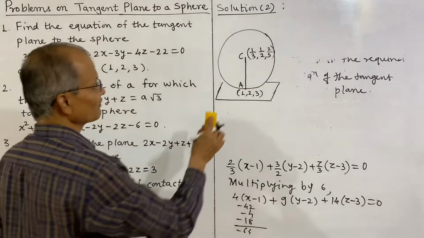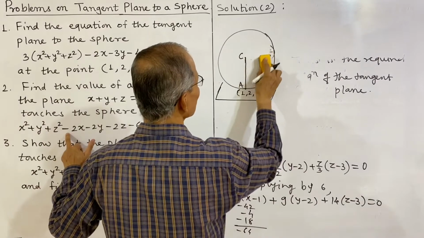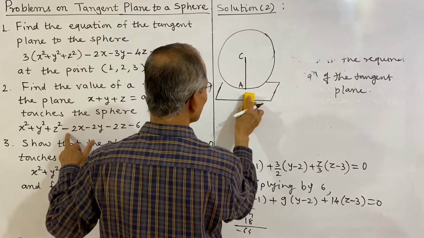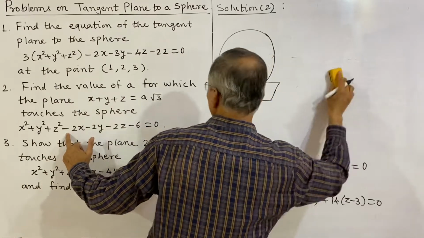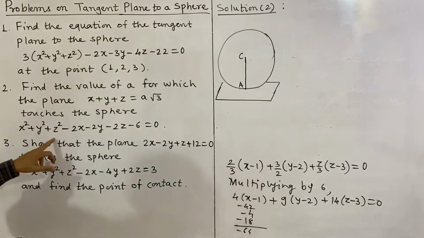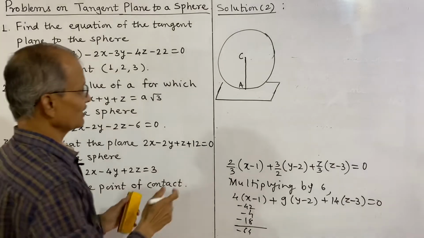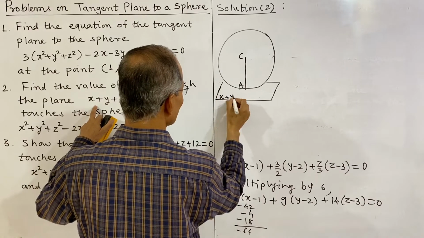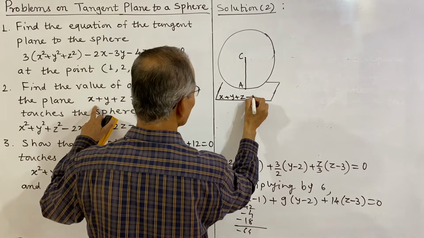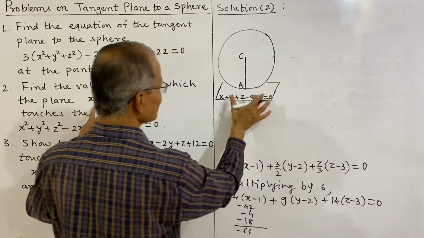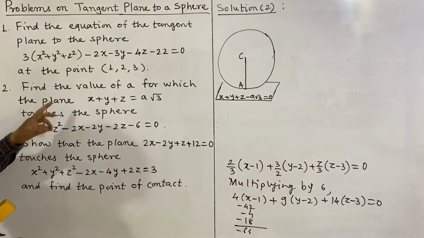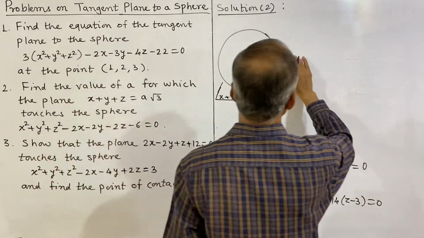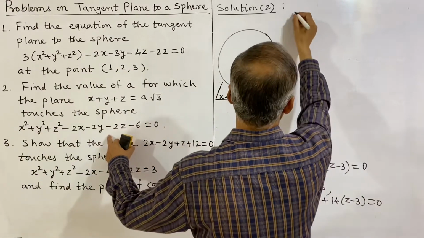So here also we shall first find the center and radius of the sphere, and we shall use the condition of tangency. I shall keep the same figure here. First we write the center and radius of this sphere, and the equation of the tangent plane is x plus y plus z minus a root 3 equal to 0. This is the plane, and it is tangent to the sphere at the point of contact.